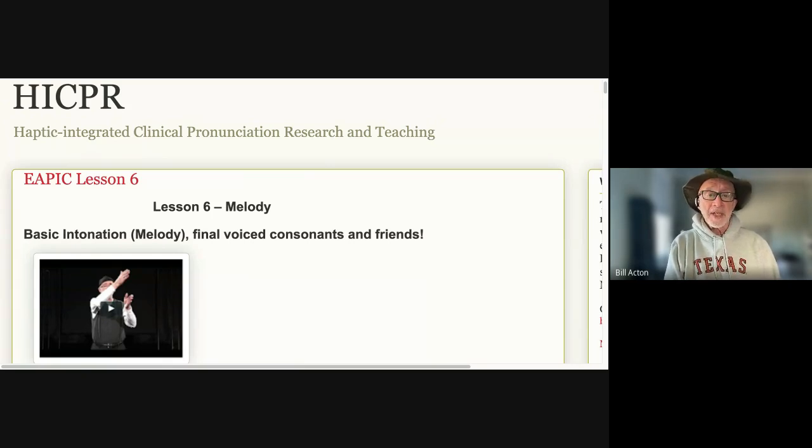It says there, basic intonation, that's the melody of our speech, final voiced consonants at the ends of words, like friends, and some other consonants. Actually, this is Melody Part 1. Part 2 will be next week. It will add some more variation and more interesting expressive movements and MT4s to the course. But this is sort of the basic stuff this week. I think you'll find this one quite useful.